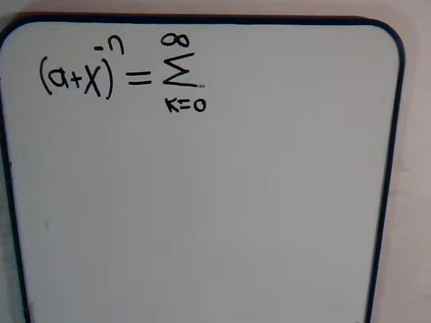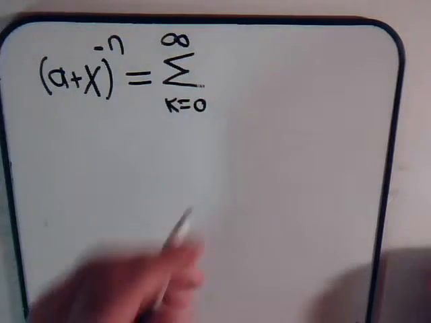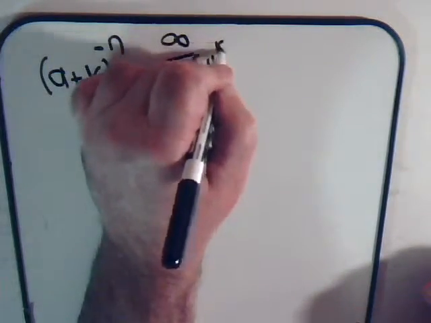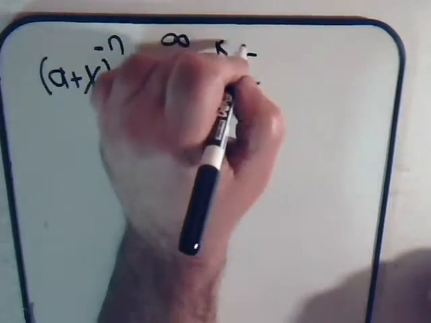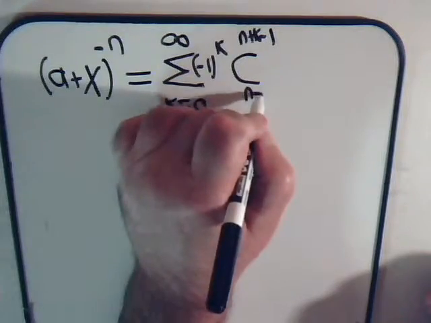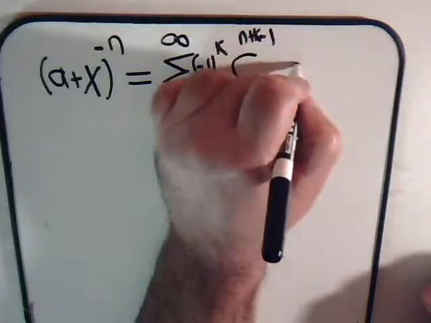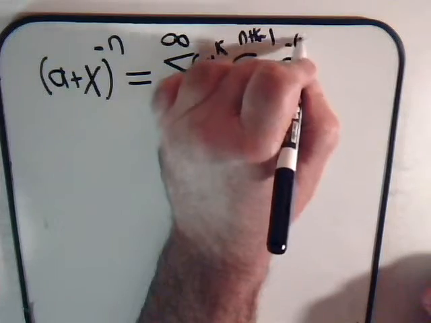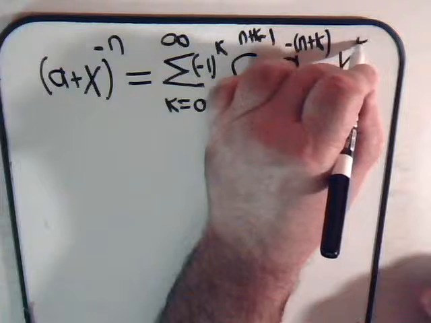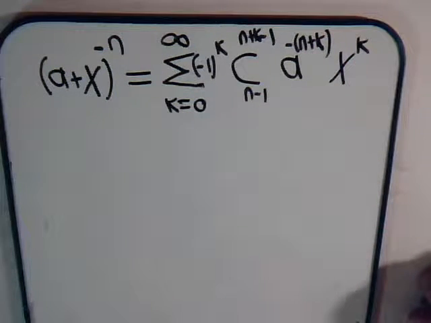And then when we do that, we're almost finished, and we can show you what kind of a convenient expression that gives us. So we have (-1)^k C(n+k-1, n-1) a^(-n+k) x^k. Alright, what does this mean?